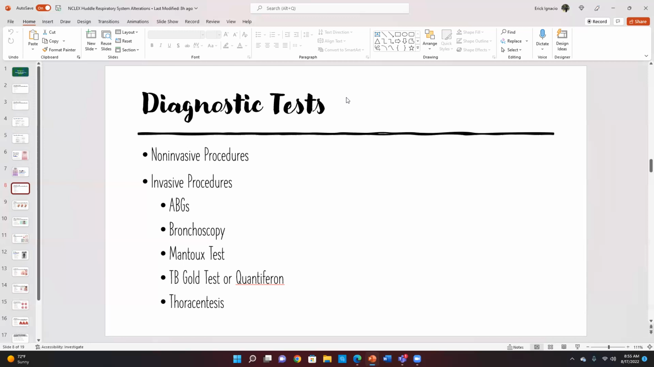Post-procedure, we want to assess for gag reflex. Do not administer anything by mouth unless there is a gag reflex. We will look out for signs and symptoms of bleeding, so that's why the vital signs are so important to assess. We will also assess the respiratory status and their level of consciousness.